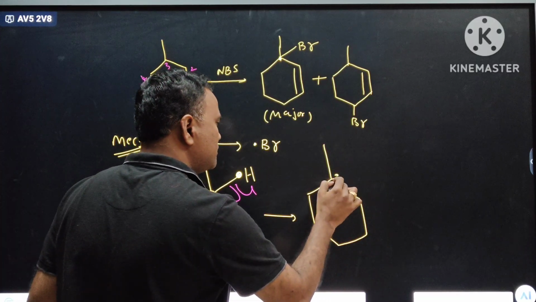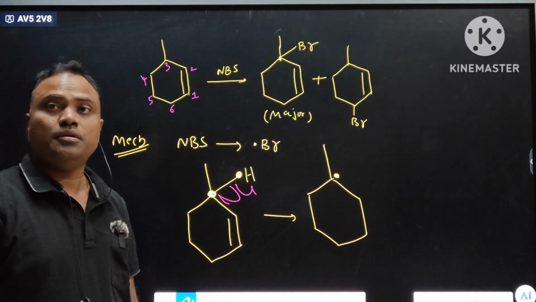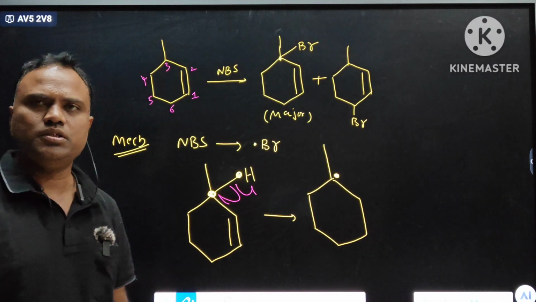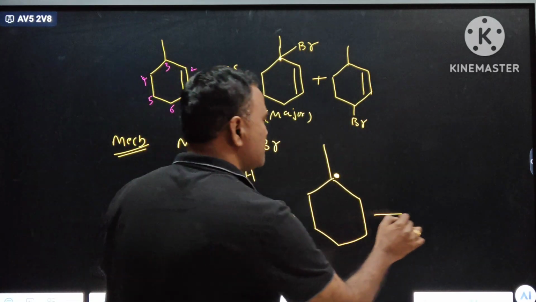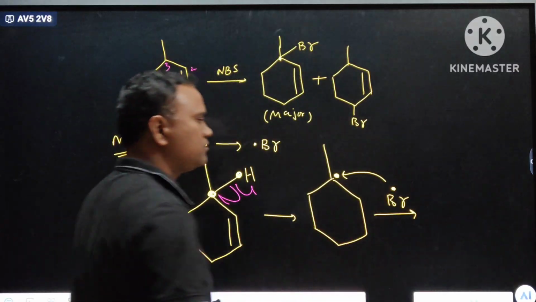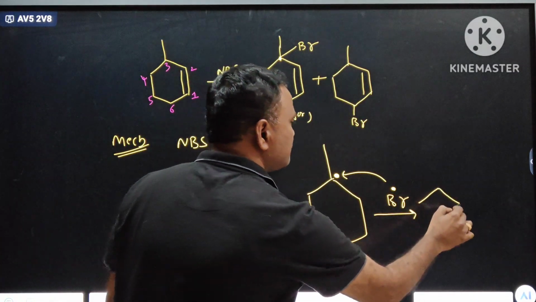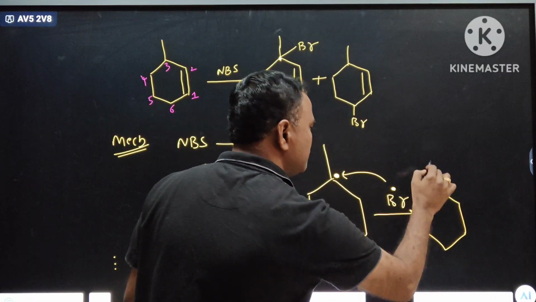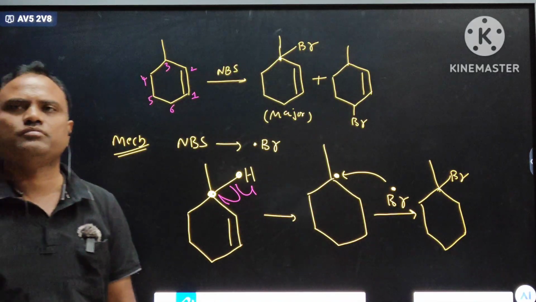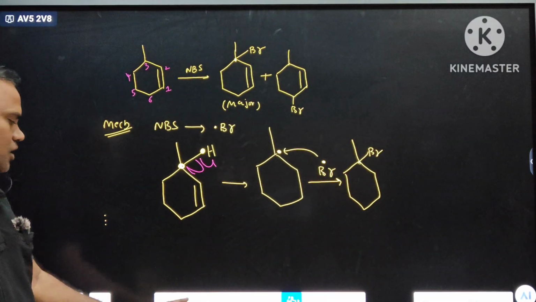We'll get radical dot radical. That is the mechanism. This is a 3-degree radical. 3-degree free radical is stable. In the next step, attach Br. Okay. Got it, all of you?